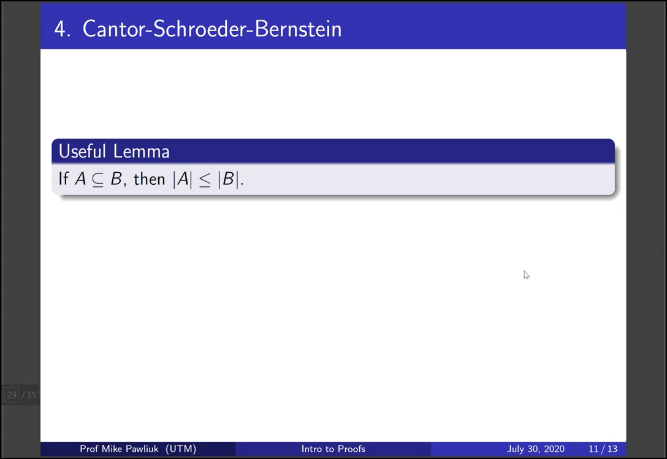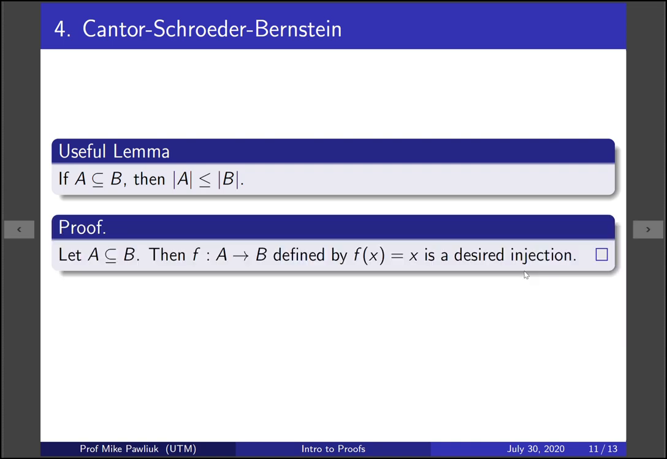One useful lemma that we can extract from the first part is that if A is a subset of B, then the cardinality of A is less than or equal to the cardinality of B. And the proof of this is very straightforward. The injection you want is the identity injection, just f of x equals x. And this will always be well defined because when you plug in an a here, it'll output something in b, and we know that a is a subset of b, so it'll be actually in the codomain.